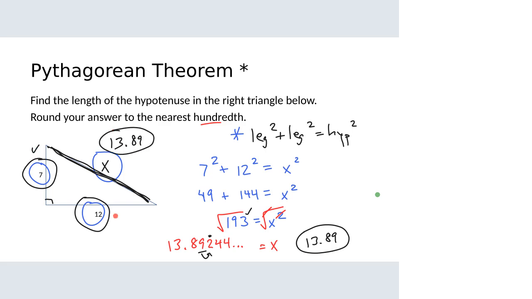And 13.89 makes sense when the other two sides are 7 and 12. So there's sort of a built-in check to make sure that you don't forget that last step of taking the square root. If you look at your answer and see, just in a general sense, does it fit with the other numbers in the problem?